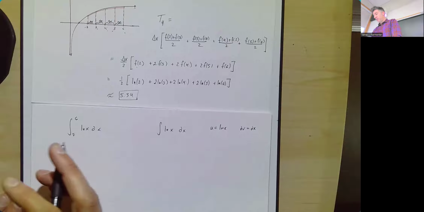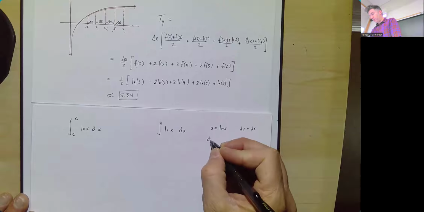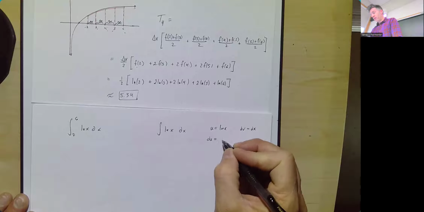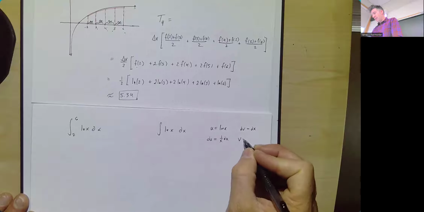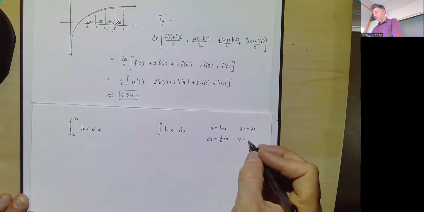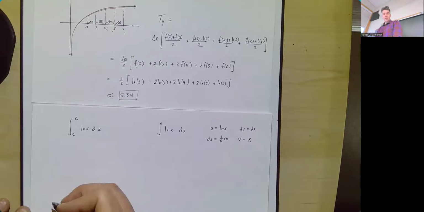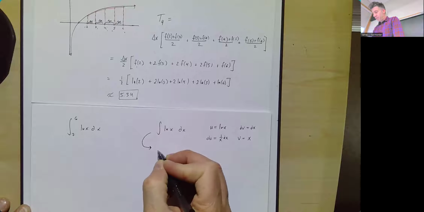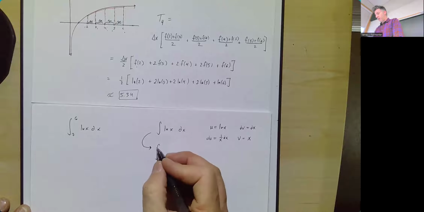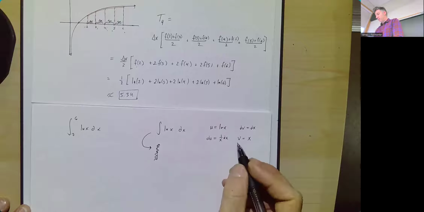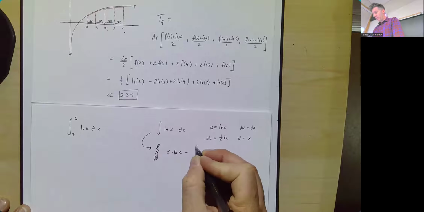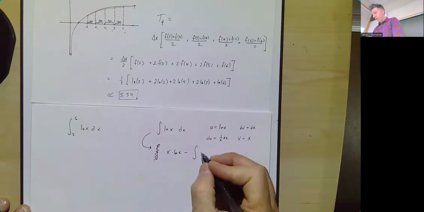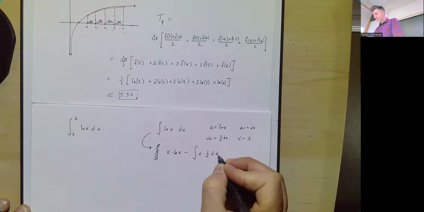And then we fill in the rest of the integration by parts formula. du is the derivative of the natural log of x, which is 1 over x, times dx. v is the antiderivative of 1 times dx, which is just x. So then this is going to be u times v, so x times natural log of x, minus the integral of v du, x times 1 over x dx.